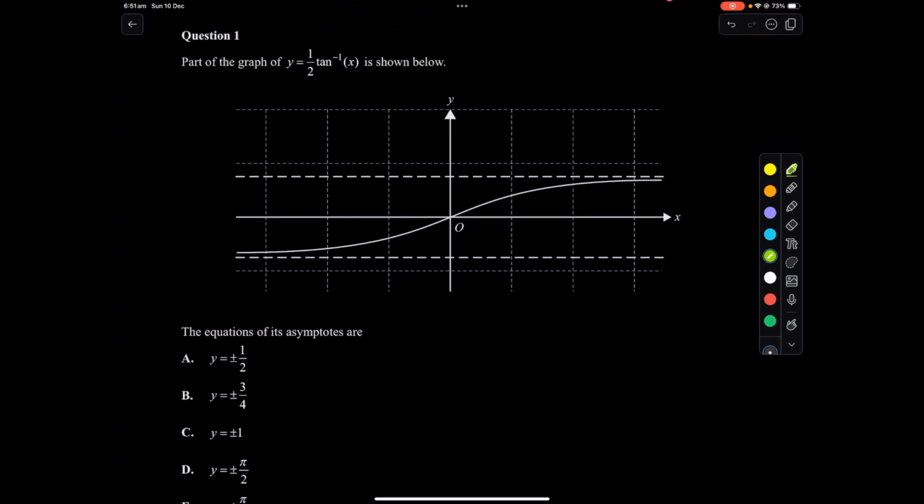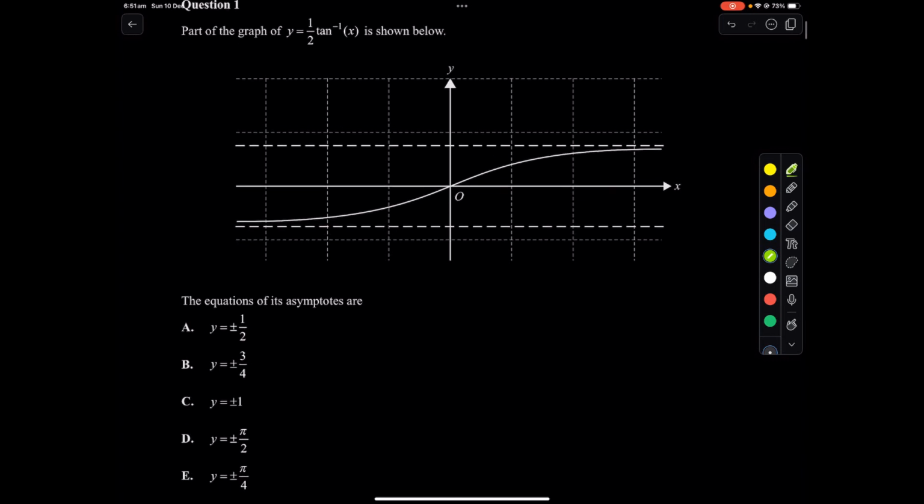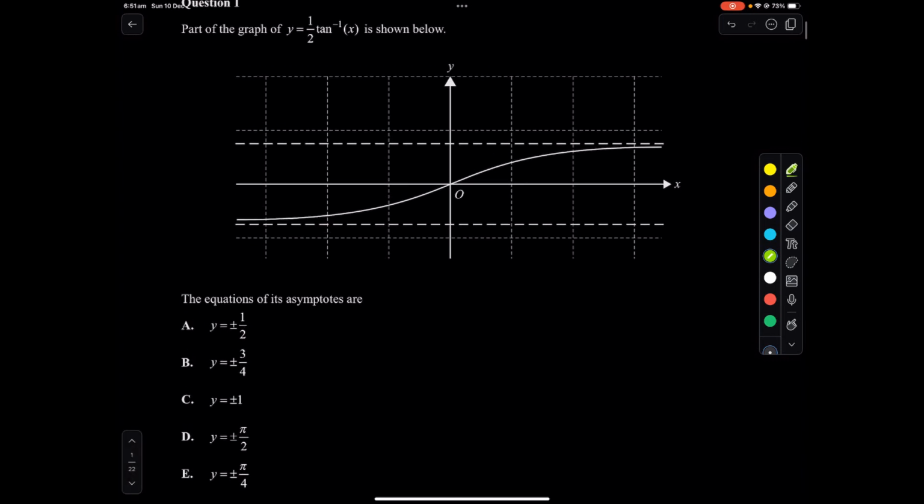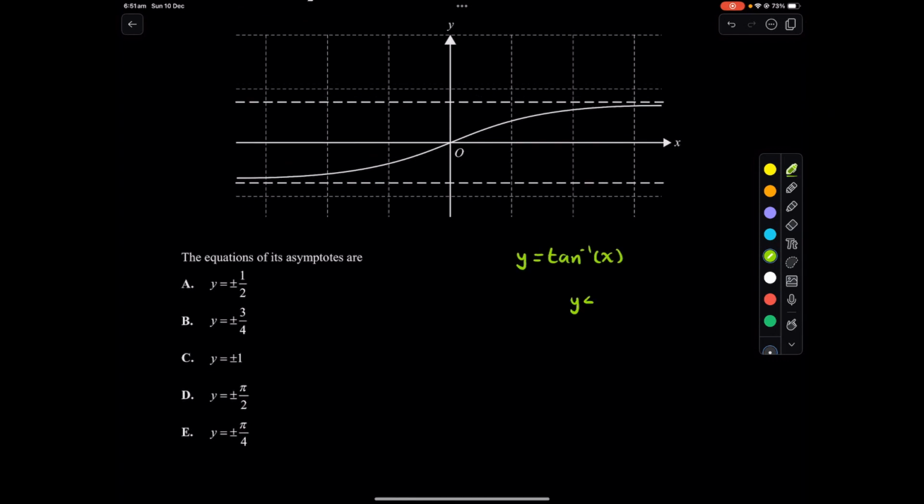Question 1. Part of the graph of y equals half tan inverse of x is shown. The equation of its asymptotes are what? So we know that for an equation like y equals tan inverse of x, we know that the range is between negative pi over 2 to pi over 2. And this is written in your formula sheet.